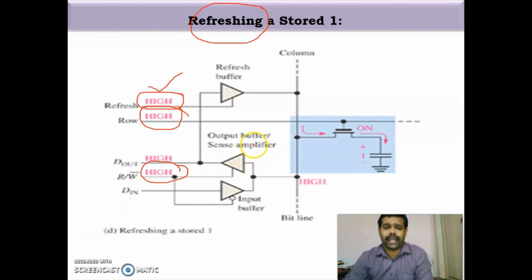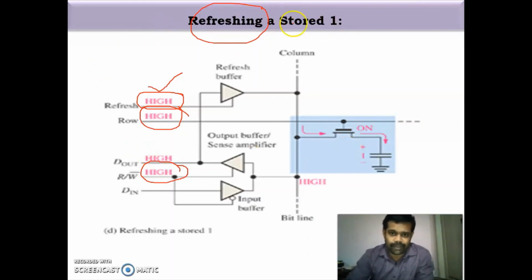Since the read write line is high, the output buffer is enabled, and the value stored in the capacitor is connected to the output, and this output is connected as the input to the refresh buffer. Since the refresh buffer is enabled, it gives the output, nothing but the value stored in the capacitor, and this capacitor is replenished once again. So the refreshing operation is performed.